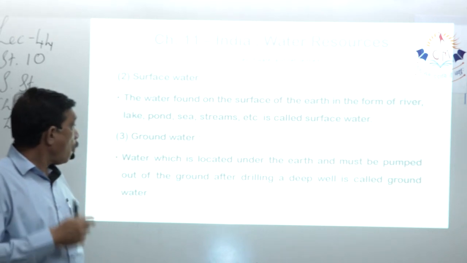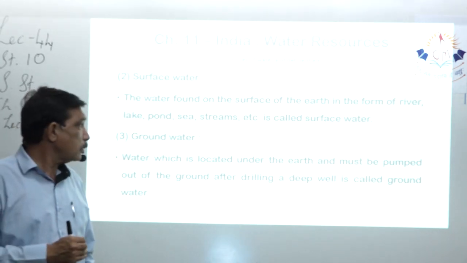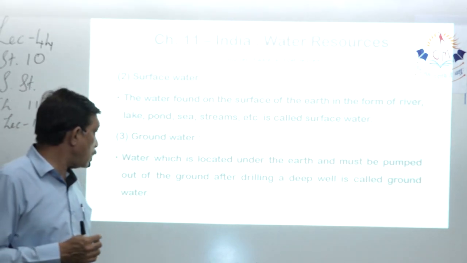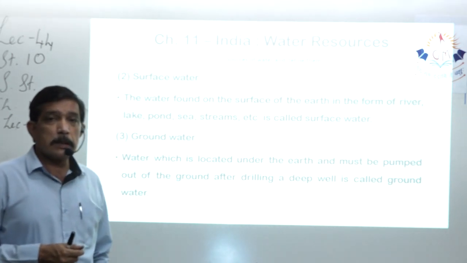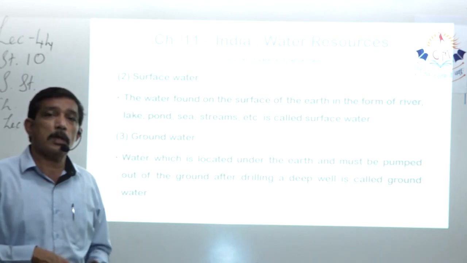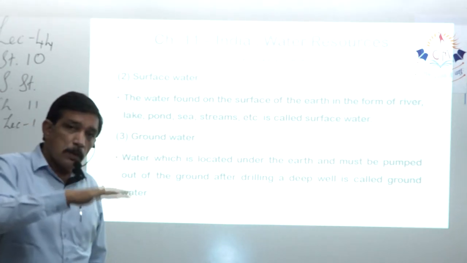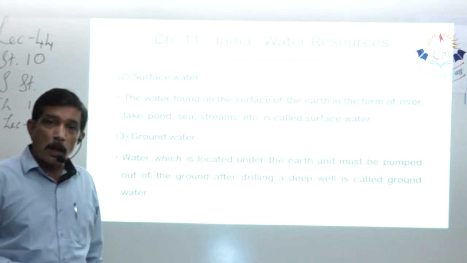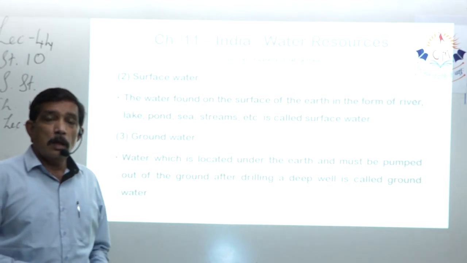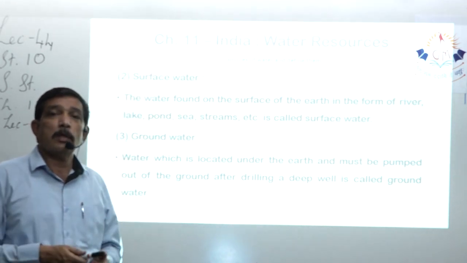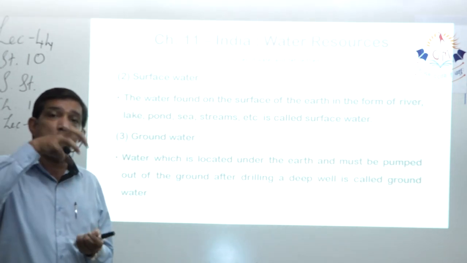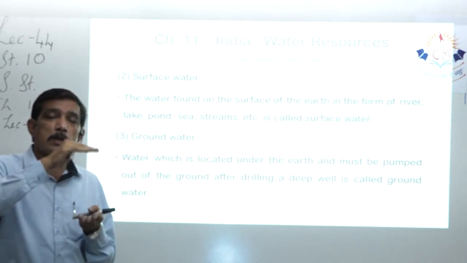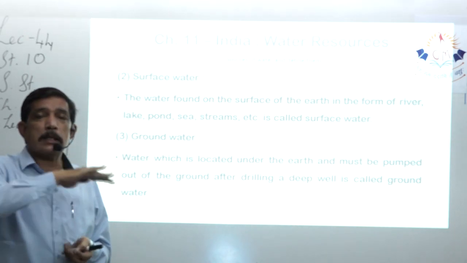Definition for groundwater: water which is located under the earth and must be pumped out of the ground after drilling a deep well is called groundwater. Groundwater gets seeped in when the rain falls. It falls on the surface of the earth, then slowly seepage happens and it seeps down under the ground. Then a flat, huge piece of rock will not allow water to penetrate through it, and water will keep on collecting over there, and slowly the water level will rise. That is called water table.